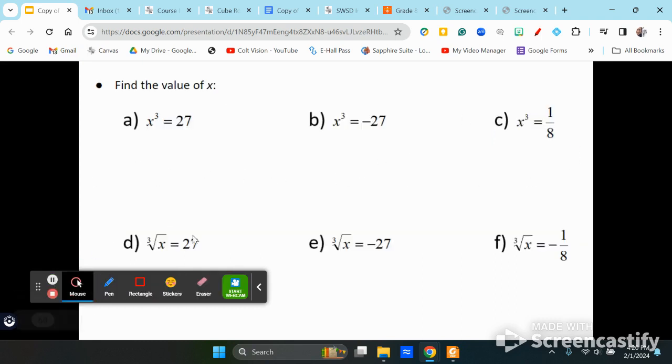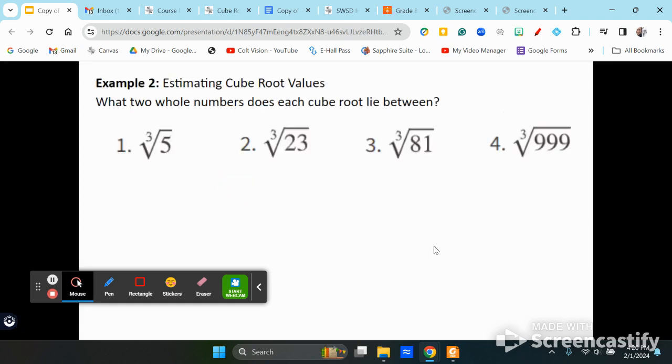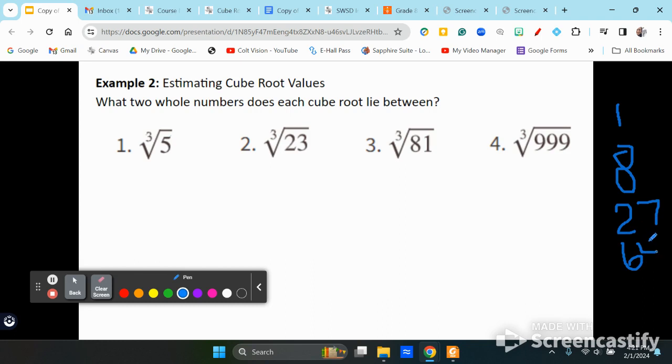So you can try these problems on your own and then check your answer later. But let's just look at one more aspect of this situation, and that's estimating. So we're going to estimate the same way that we did with the squares. We are going to consider any perfect cubes that we know, and I know 1 cubed is 1, and 2 cubed is 8, and 3 cubed is 27, 4 cubed is 64, 5 cubed is 125, and I'll give you 6 cubed is 216.